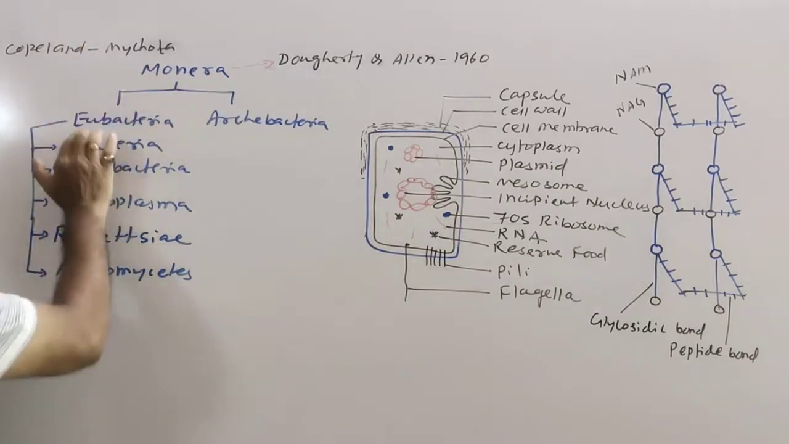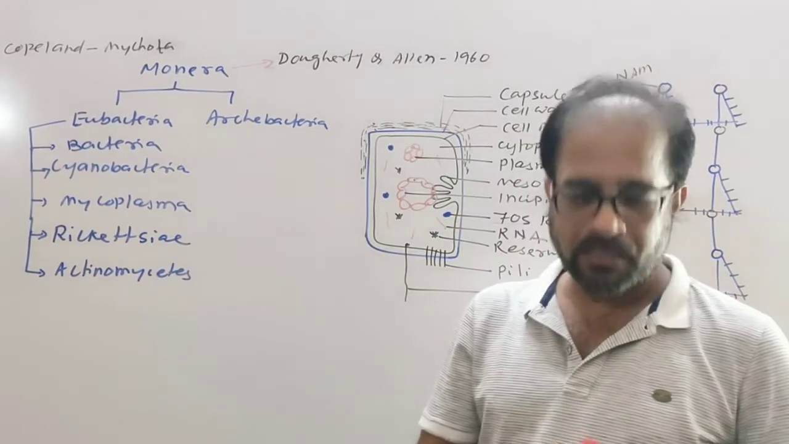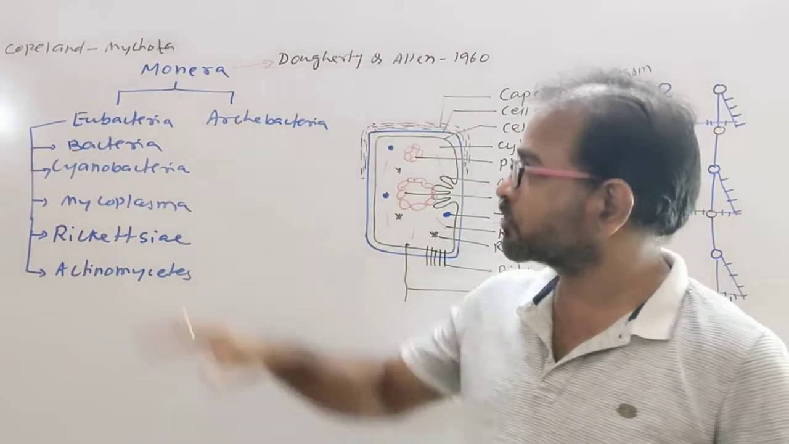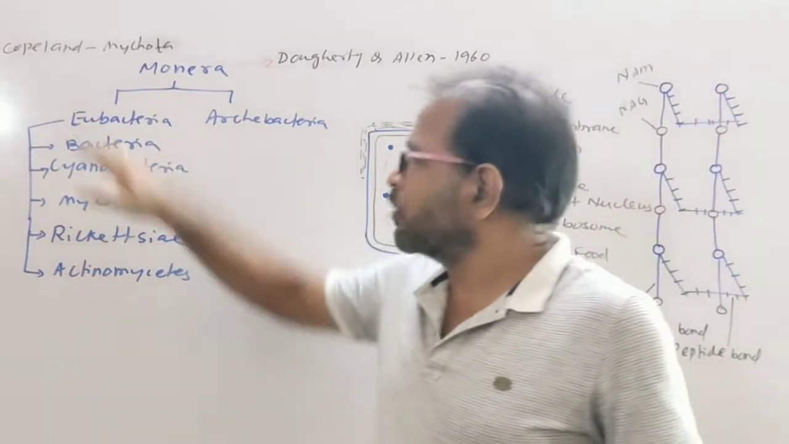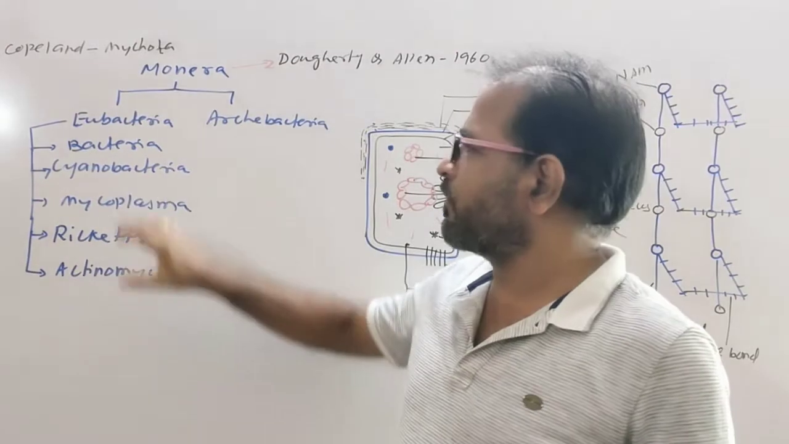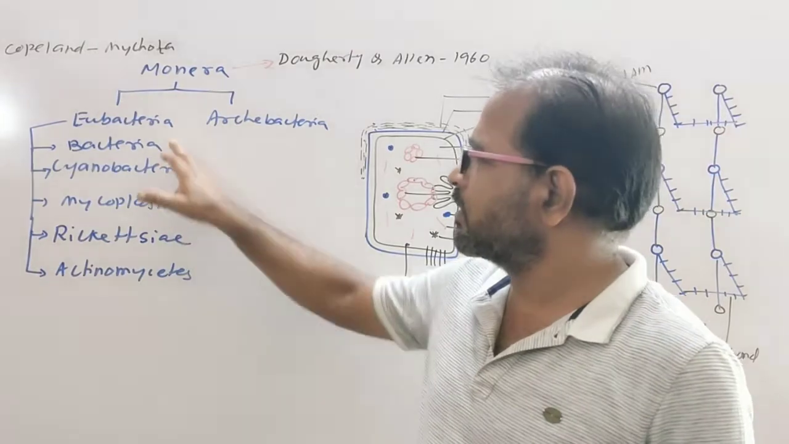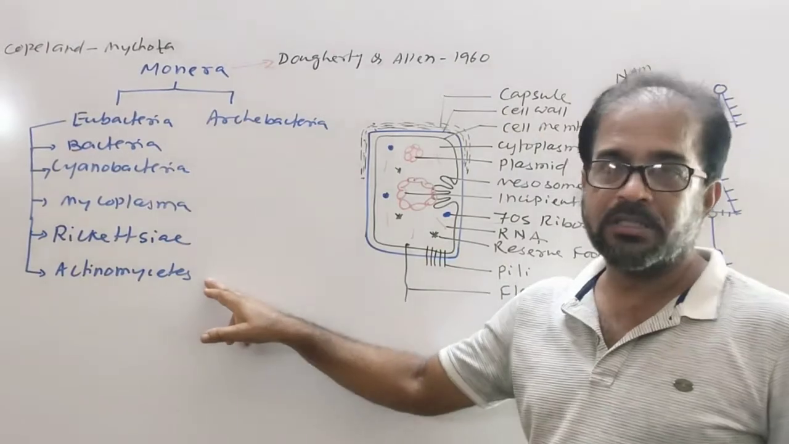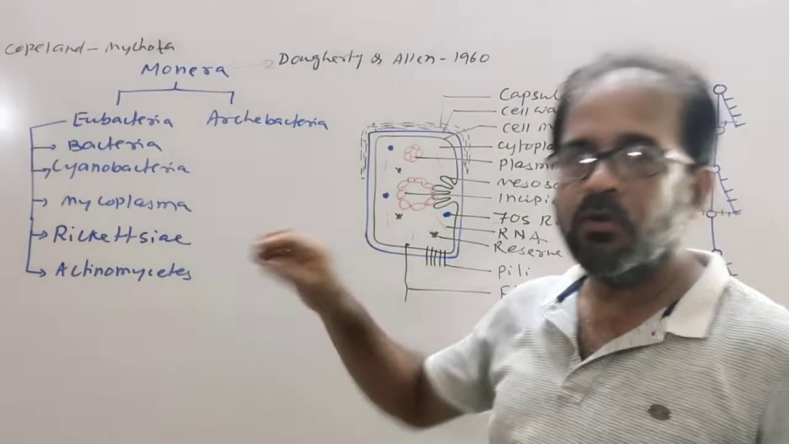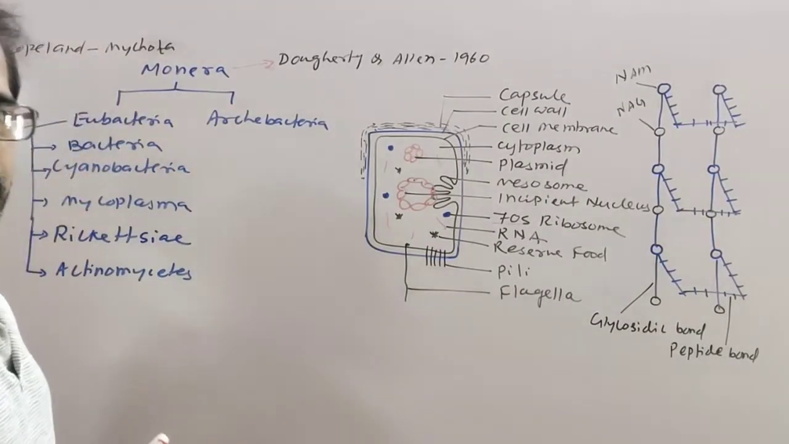It is divided into eubacteria and archaebacteria. Kingdom Monera includes all unicellular prokaryotes, divided into two groups, eubacteria and archaebacteria. Under the eubacteria, a number of groups are found: bacteria, cyanobacteria, mycoplasma, rickettsia, actinomycetes, etc. All these groups are unicellular and prokaryotes. This is the property of the Monera.